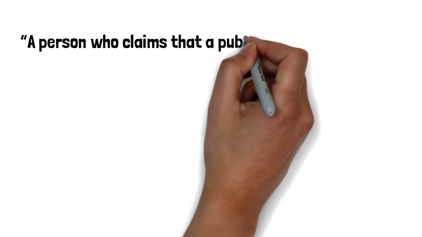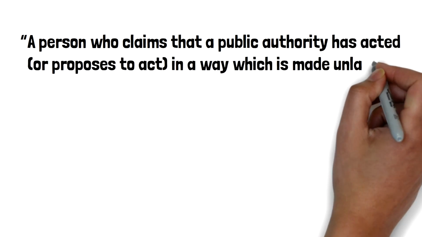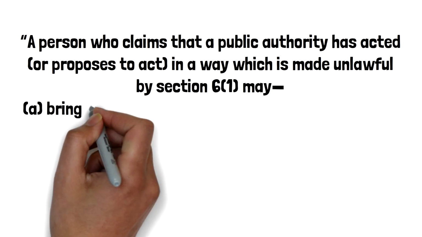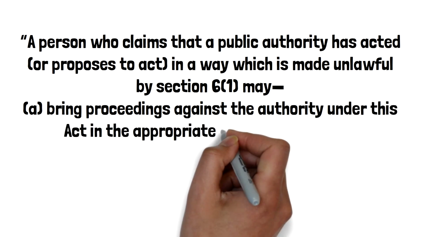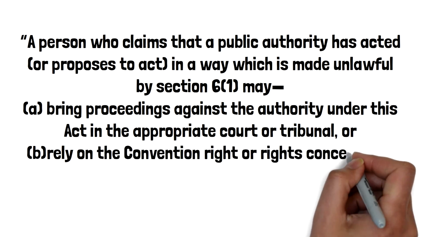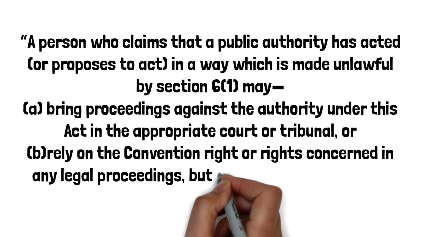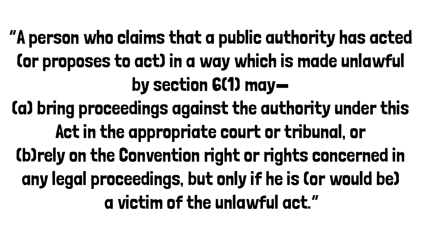The Human Rights Act 1998 also provides a way in which you can show that you have sufficient interest. It states at Section 7 that a person who claims that a public authority has acted or proposes to act in a way which is made unlawful by Section 6, in other words, the duty for public bodies to respect human rights, may bring proceedings against the authority under this Act in the appropriate court or tribunal, or rely on the convention right or rights concerned in any legal proceedings, but only if he is or would be a victim of the unlawful act.